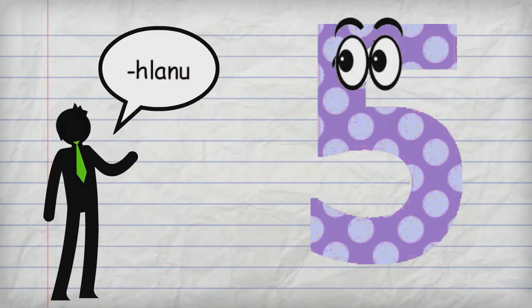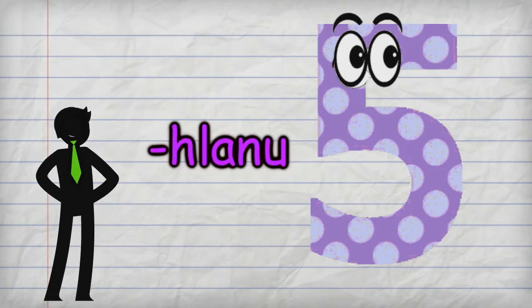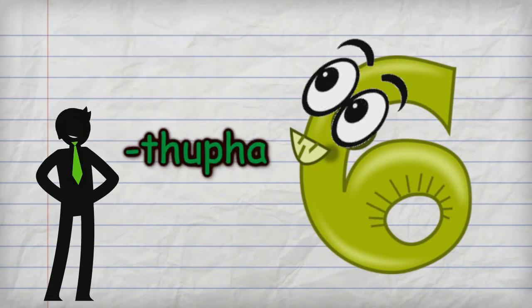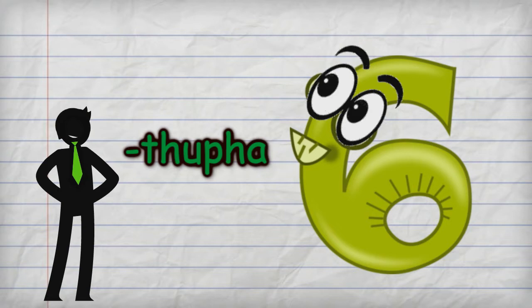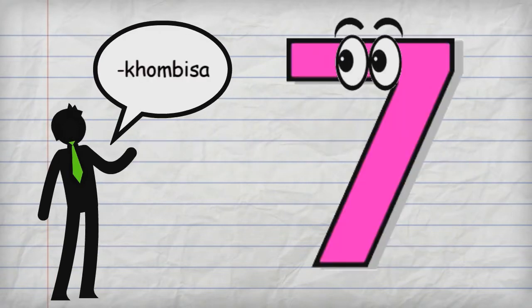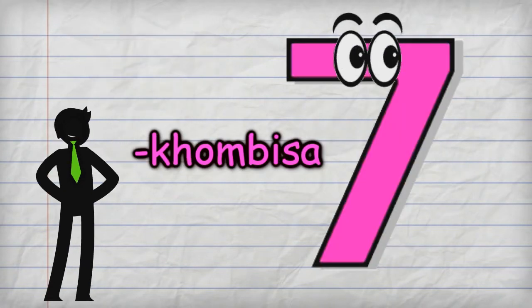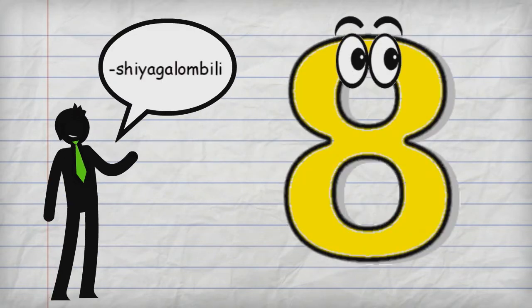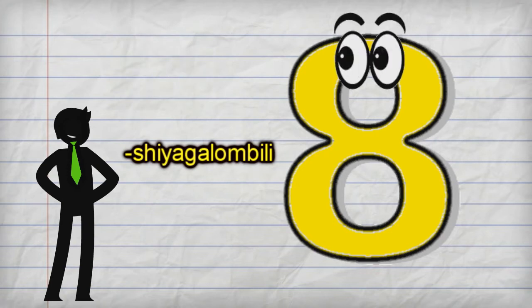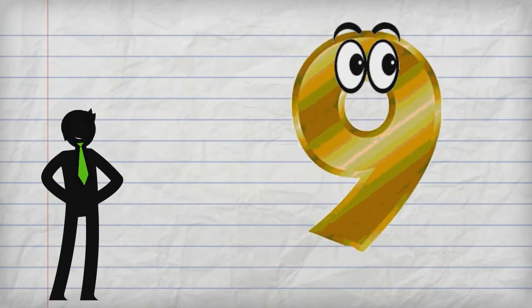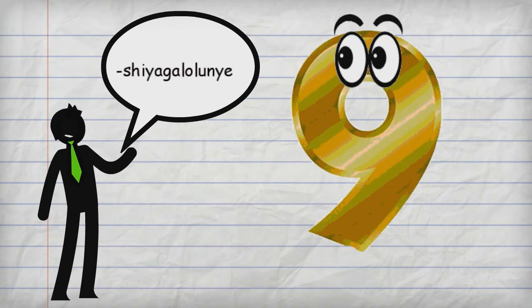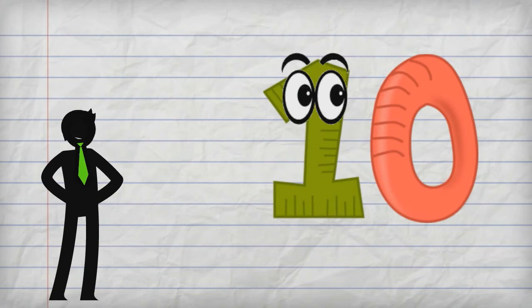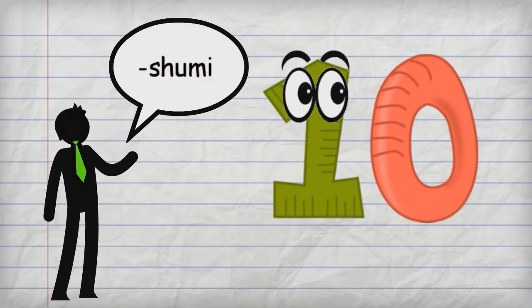And 5? Hlanu. What is 6? Tupa. And 7? Kombisa. And 8? Shiagalombili. And 9? Shiagalolunye. And the root word for 10? Shumi.